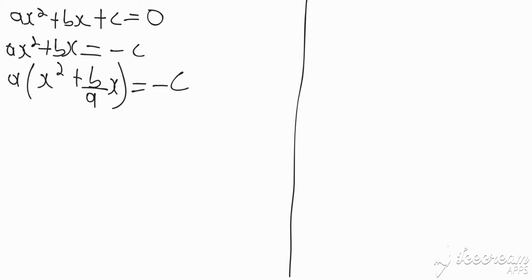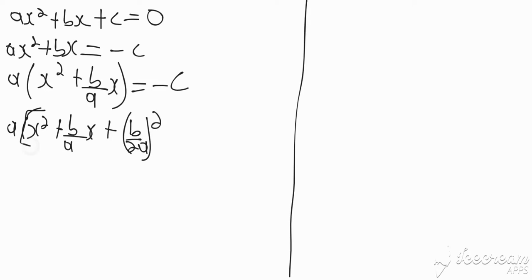Now, to get this to be a perfect square, I'm going to have to add half the coefficient of the x. So it's going to become a into x squared plus b over a times x plus, now if I have b over a, I'm going to have b over 2a, and I'm going to have to square this. So that is all squared. All right. Now, bear in mind this is an equation. So whatever we add to one side, we actually have to add it to the other side to keep the balance. So over here we have a minus c.